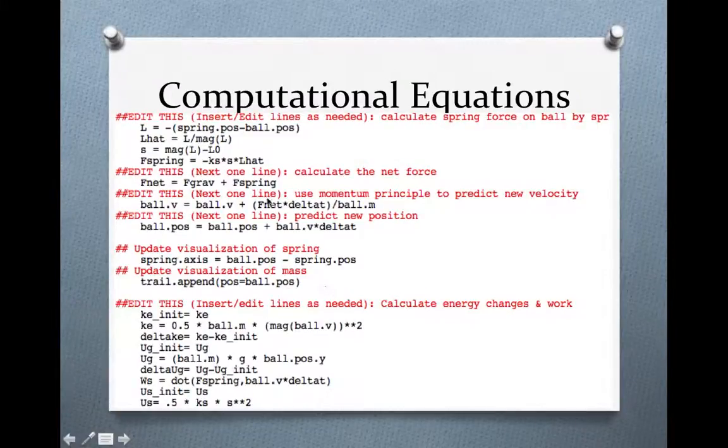These are the computational equations we used. We needed to calculate L hat and the force of the spring, which is negative Ks S L hat. F net includes F gravity and the force of the spring. We also found the kinetic energy, which is 1/2 mass of the ball times velocity squared. Then we had to find the potential energy of gravity, which is mgh, and h in this case is the displacement of the y. We also calculated the potential energy of the spring, which is 1/2 Ks S squared. K was calculated from our Tracker data.